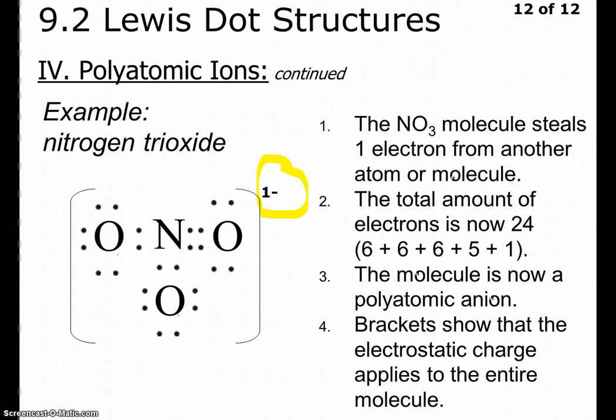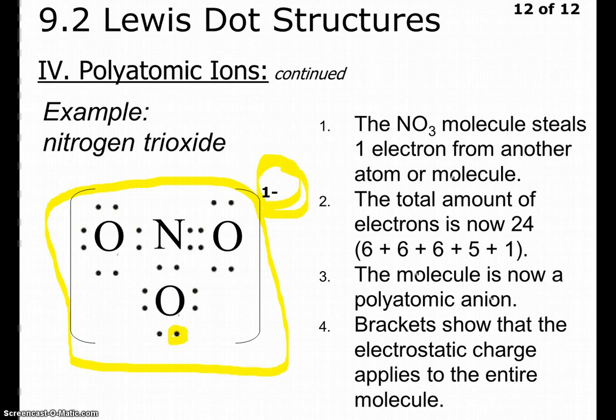That tells the reader that when we drew this Lewis dot structure, we know that we have 24 electrons. NO3 only has 23 as we just counted, but we have this extra one because this is an ion, and we show the reader that we know it's an ion. It's not that we don't know how to count. We show it's an ion by putting this -1 sign up here. So the molecule is now a polyatomic ion.